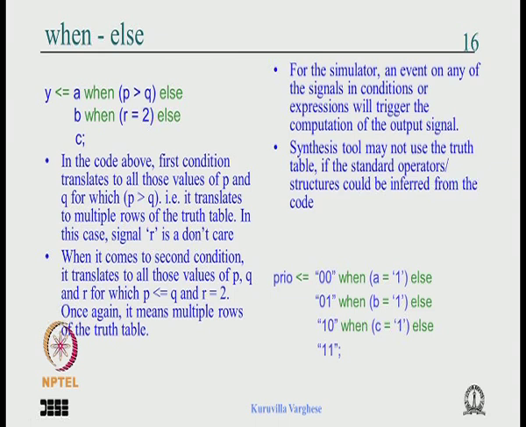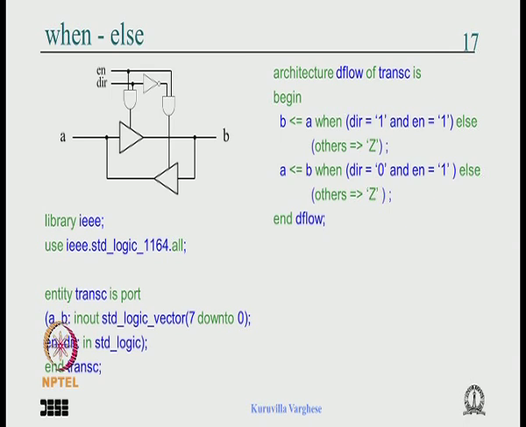Maybe we will see a little more complex example with the when else. So let us look at this example. This brings in one or two elements we have studied together: the array assignment, the in out mode, and when else. Everything is put together so that you get a taste of somewhat real life coding. Please look at this structure. It is a bidirectional buffer, or a transceiver.